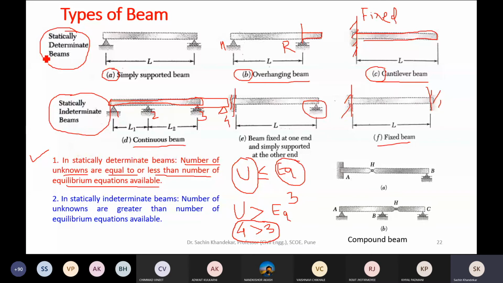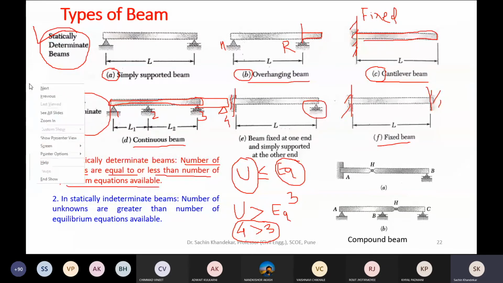Okay, so of course only this type of statically determinate beams are there in our first year syllabus, while those who are from civil engineering and mechanical engineering will study the statically indeterminate beams in the second year, in the structural analysis subject. So no need to worry about statically indeterminate beams.